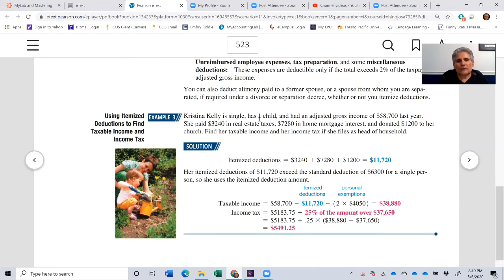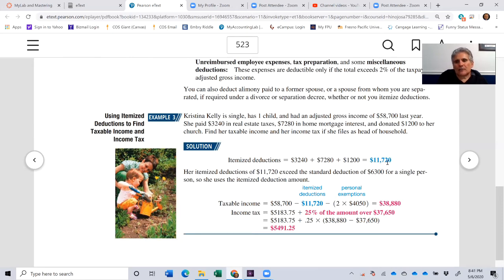Christina Kelly is single, has one child, and has an adjusted gross income of $58,700. Last year, she paid $3,240 in real estate taxes, $7,280 in home mortgage interest, and donated $1,200 to her church. Find her taxable income and her tax if she files head of household. So her itemized deductions, we're going to add together $3,240 plus $7,280 plus $1,200. The total here is $11,720.